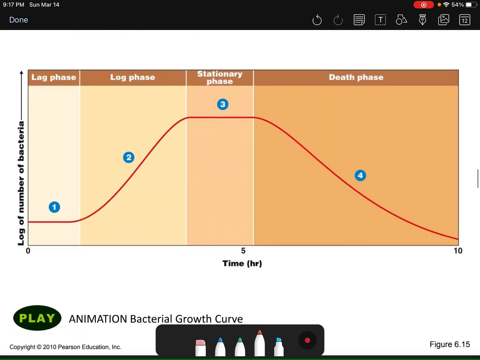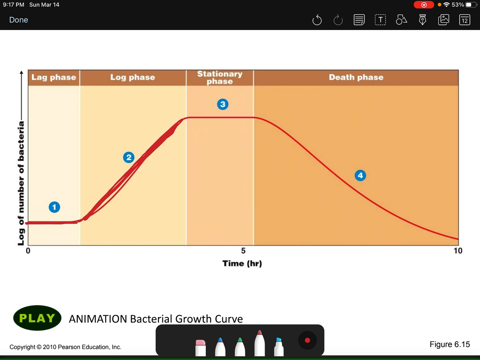So here's what it looks like. Here's that lag phase. Microbes are getting used to their environment, so there's really no growth there. They're just kind of hanging out, getting used to it. Then you have this log phase or exponential phase where there's rapid growth because they've got tons of nutrients, lots of space, lots of oxygen, life is good.